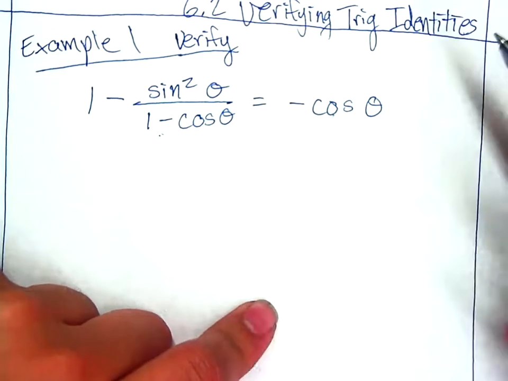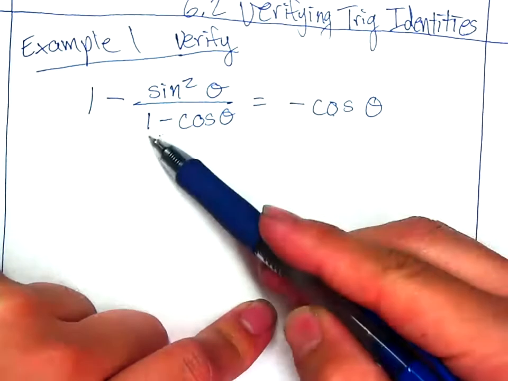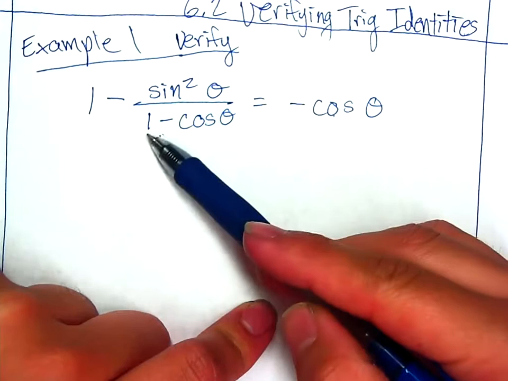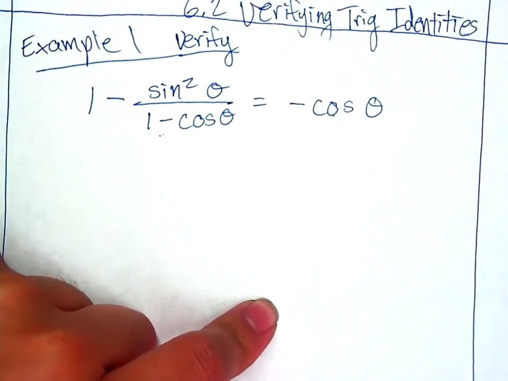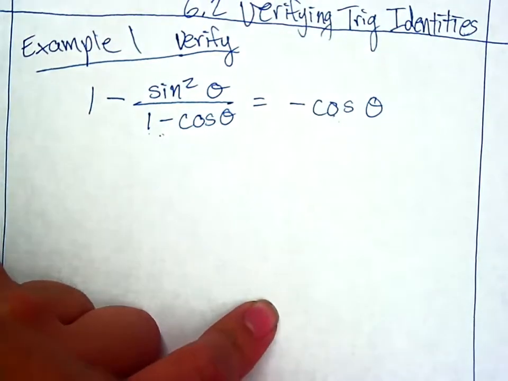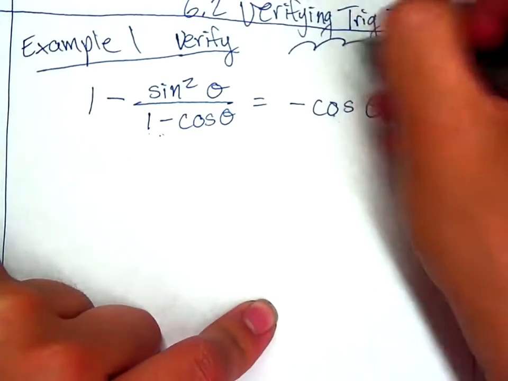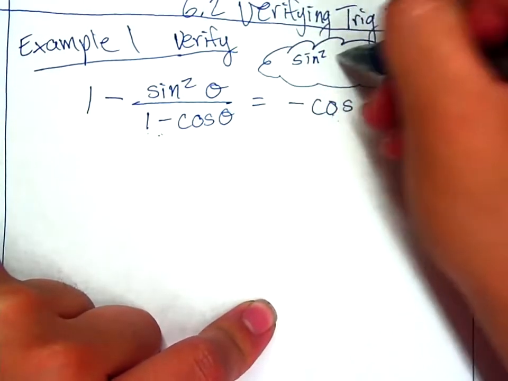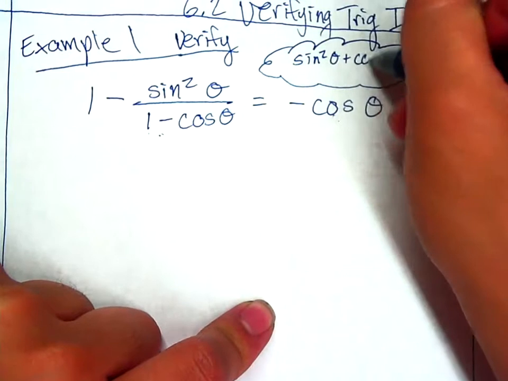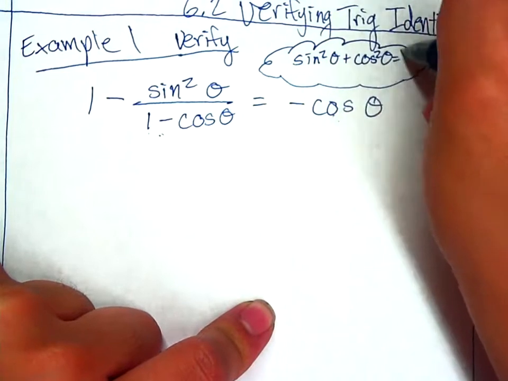If you remember from yesterday's problems, there were a lot of equations and expressions where we had 1 minus cosine theta, 1 plus cosine theta, something similar to that, that basically suggested that you should be using the Pythagorean identity of sine squared theta plus cosine squared theta equals 1.